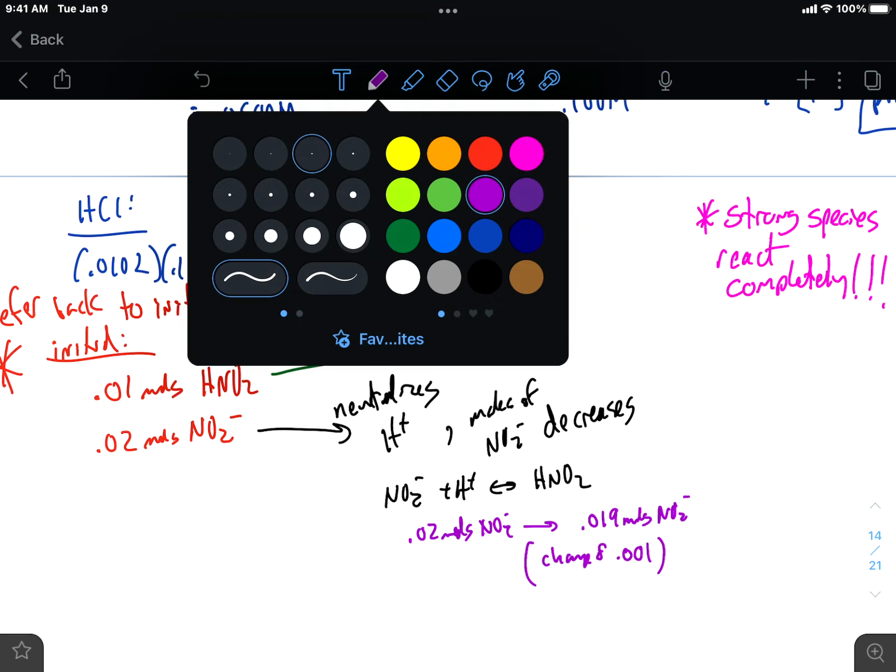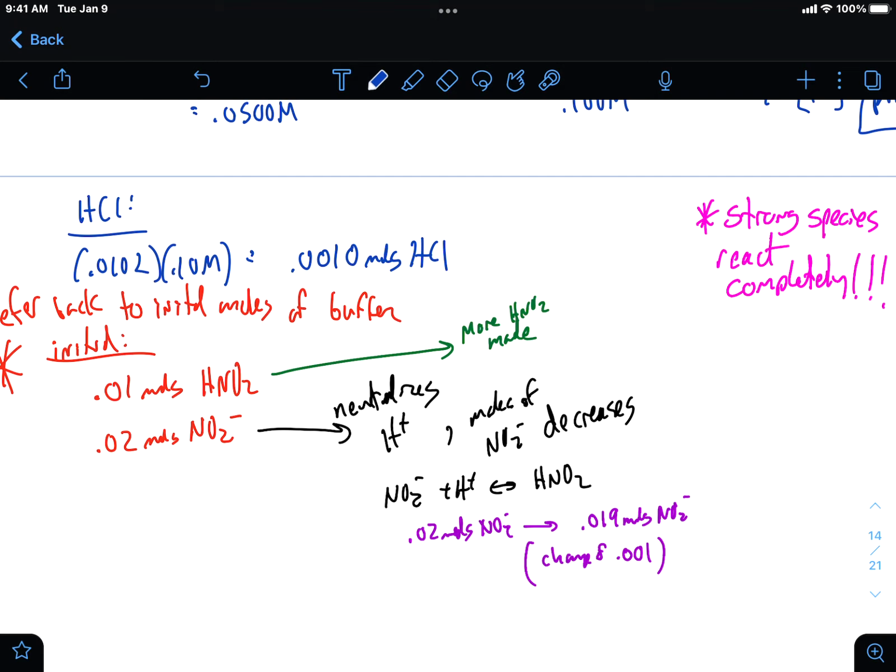Okay. By the same token, didn't we say that moles of HNO2 were going to increase? Guess how much it increases by? 0.001, right? Because the moles of H plus turned NO2 minus into something, it turned it into HNO2. So up here, 0.01 moles becomes 0.011 moles. Increase of 0.001 moles.